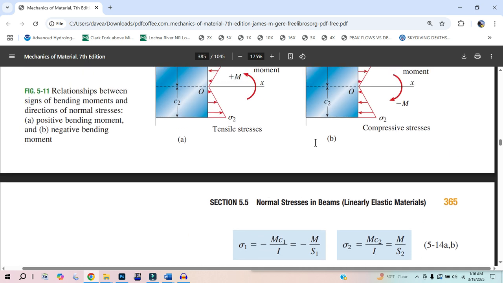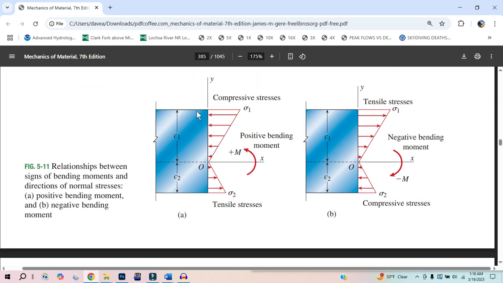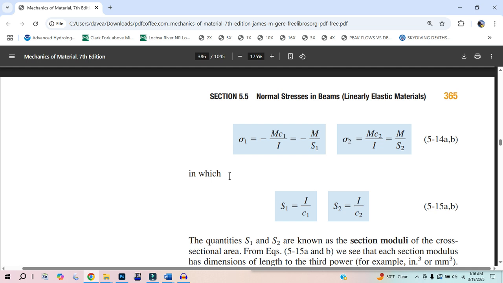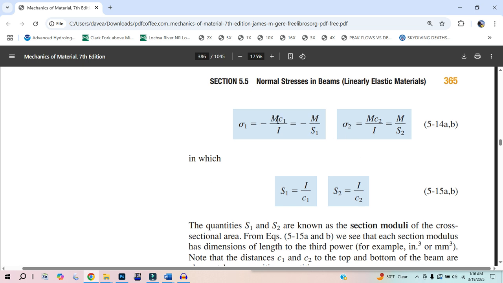And they're saying that here you're going to have two different values. Like if your shape is a trapezoid, this height is going to be one value, and then this is going to be the other value. So that's where they separated. This is going to be C1, this is going to be sigma 1, and that's going to be a negative. This is going to be negative MS, and then this is going to be positive MS. So we have that negative M times half the height, C1, divided by I. So I'm going to say negative M S1. I'm calling S1 I divided by C1. So that's what they did there.